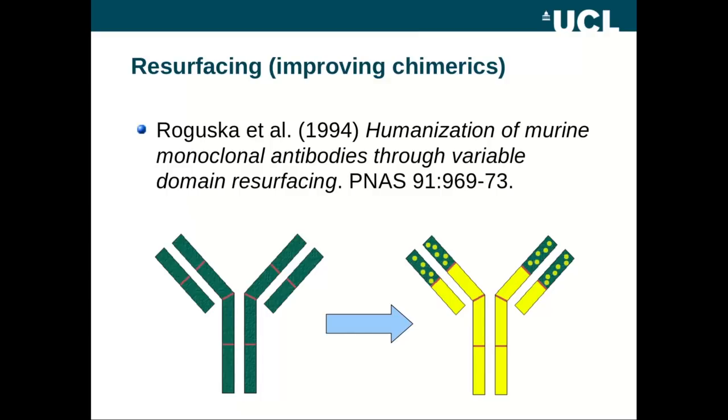Roguska and co-workers in 1994 also had a slightly improved version of this, where they looked at the surface of the VH and VL domains and asked, are there any residues on the surface, away from the binding site, which are unusual in human antibodies? And if so, we'll just change those to the human residues instead. That will give us a chimeric supporting the loops in the way that the mouse loops were supported, but with a surface that looks like a human antibody, and therefore hopefully reducing the immunogenicity further.